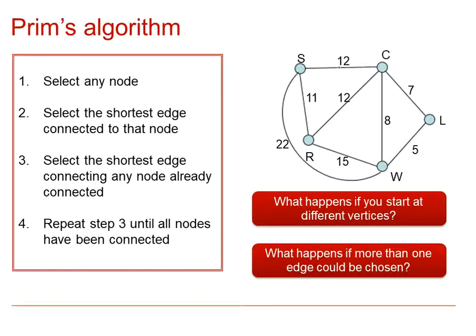What happens if you start at a different vertex? You will still get an optimum solution, but it may not be the same solution that you found previously. What happens if more than one edge can be chosen? Doesn't matter which of the two edges you choose, you will still get an optimum solution, but it may not be unique.